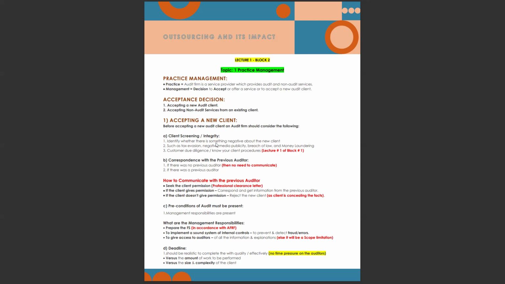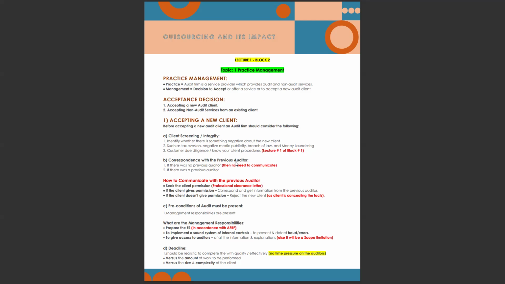Identify whether there is something negative about the new client, such as tax evasion, negative media publicity, breach of law, and money laundering. Customer due diligence, know your client procedure. If you remember, we had already covered this thing in lecture 1 of block 1, which is money laundering.